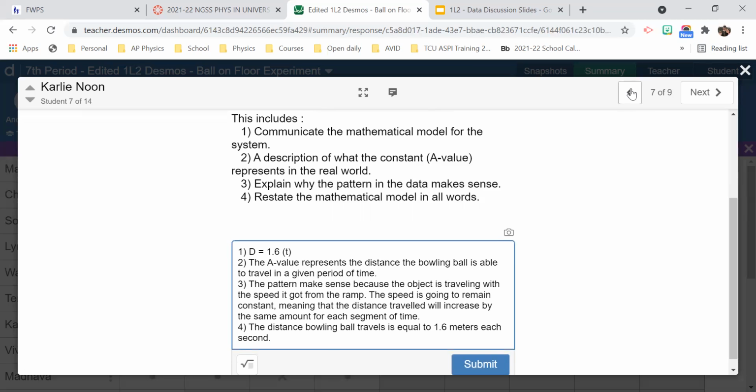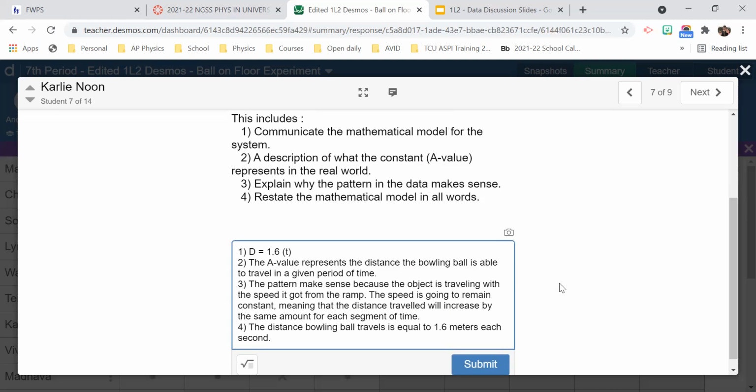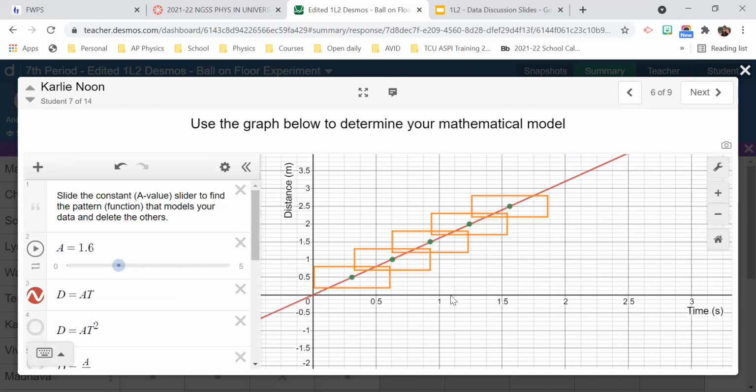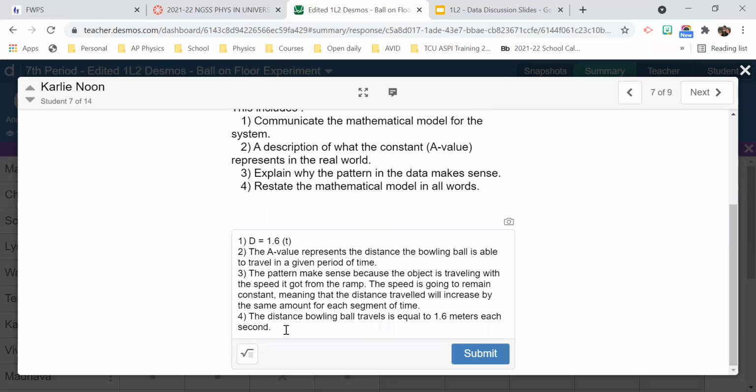I'm going to show you why. Remember that little trick from these slides. If you compare it at 1 second and you look at where that best fit line hits, then you can see it. So 1.6 meters right here. At 1 second, that object has traveled about 1.6 to maybe 1.7 meters. So I'm not lying here when I say that. The distance the bowling ball travels is equal to 1.6 meters each second.